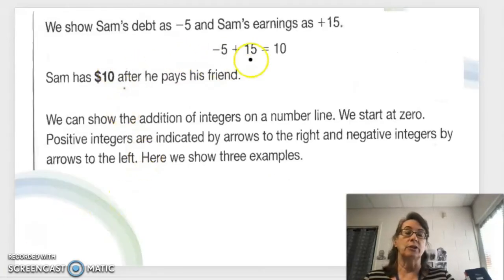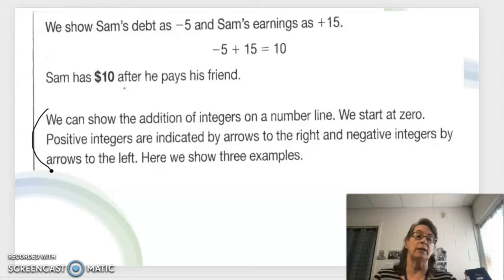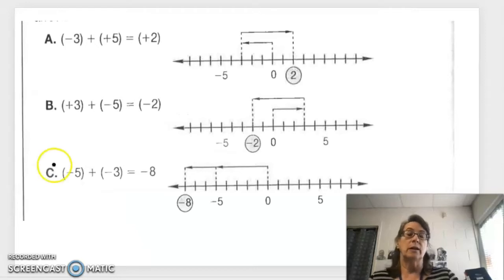Okay, so here they're showing the answer to that one just like we did. Now, look down here. We can show the addition of integers on a number line. We start at 0. Positive integers are indicated by arrows to the right and negative integers by arrows to the left. Here we show 3 examples. So we have -3 and +5. We started at 0. We went 3 steps to the left and 5 steps to the right, and we ended up at +2.